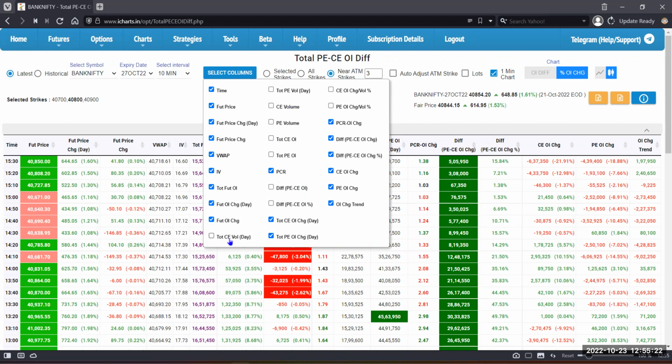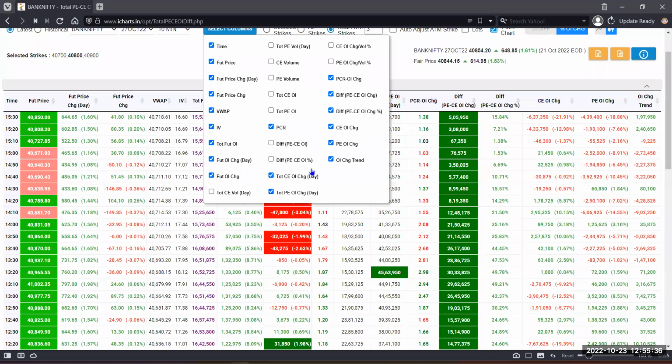If you want total call and put volumes for the day, you can enable these columns, and the 10-minute time slot columns, which show the volume every 10 minutes. And the PCR columns you can keep enabled, and PCR OI change. We'll discuss all those columns.